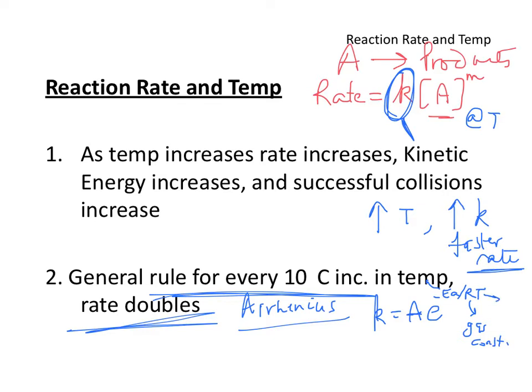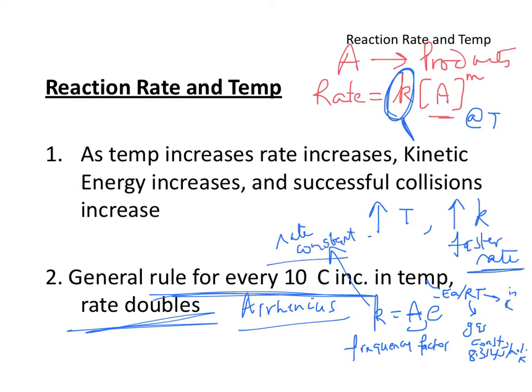R is my gas constant, so that's 8.314 joules per mole per Kelvin. T is the temperature in Kelvin. And A he called a frequency factor. Now I'm going to go over what each of these means, and k, I defined that first, but again, it's the rate constant. I'm going to explain this to you through an example.